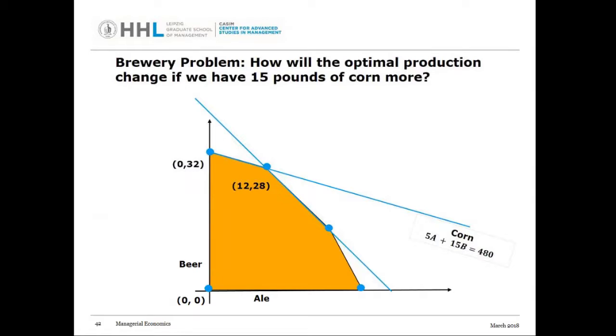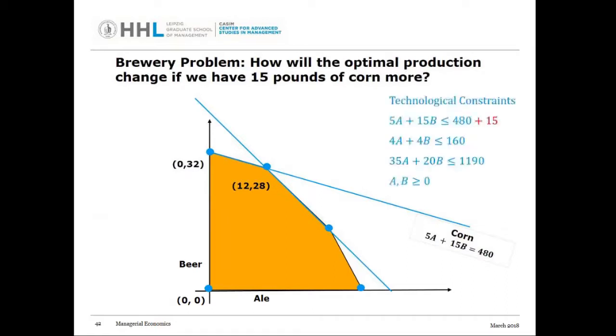So we have 15 pounds more. In terms of mathematics, we add 15 to the right-hand side of the constraint. Graphically, it means that we move the constraint up by 15. If we do it, of course, the amount of beer that can be produced, if only beer is produced, is higher. Recall, it's 15 pounds of corn for beer, so we can produce an extra barrel. And of course, the intersection of the two will change as well.